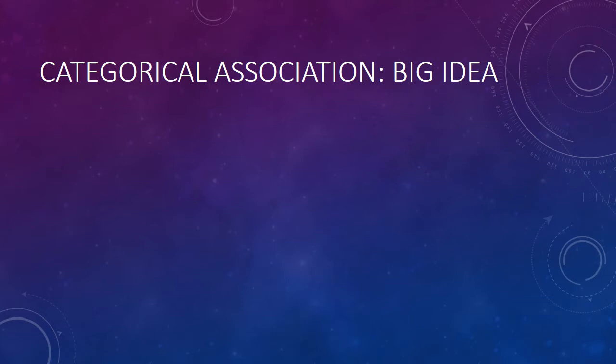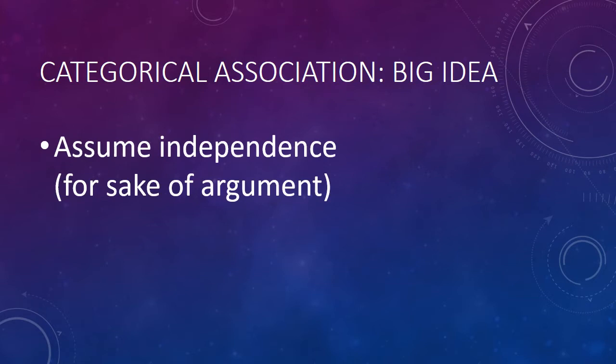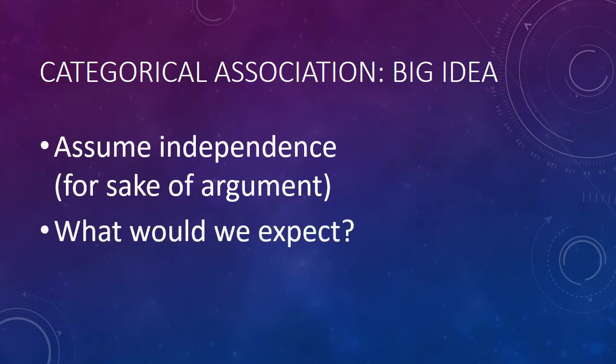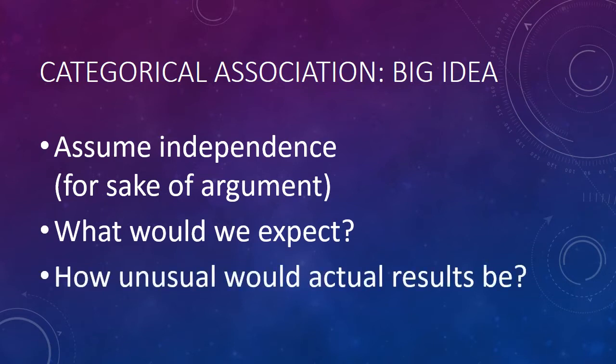What's the big idea of this statistical test? We'll assume, for the sake of argument, that the variables are independent, think about what we would expect to see in the sample if they really were independent, and ask ourselves how unusual what we got in our actual sample was if the variables really were independent. So before we jump headlong into the 5 steps of a statistical test, let's think just a bit more about what we would expect to see in our contingency table if two variables really are independent in the population.